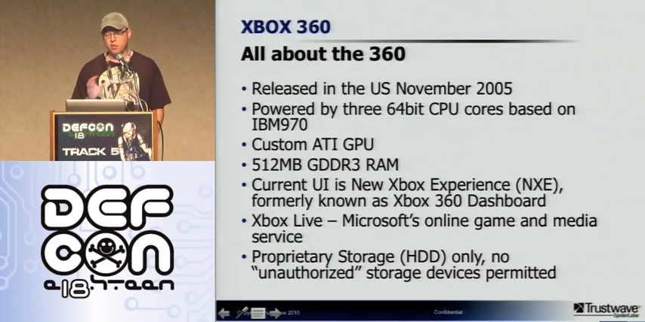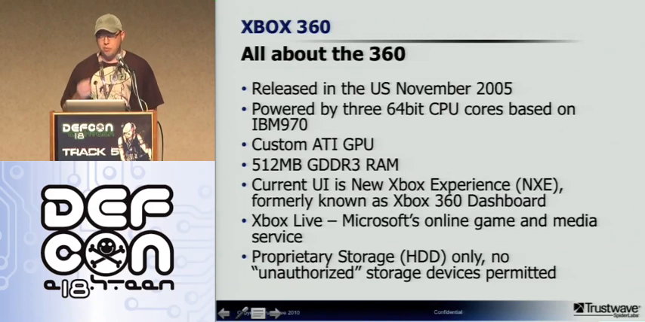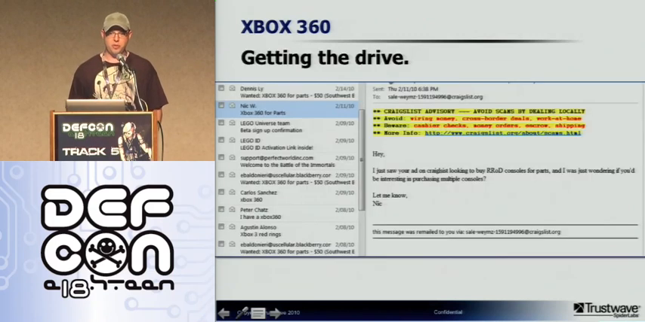First hard drive we rip apart is the 360. All about the 360. The only thing to really note here is the last bullet, proprietary storage. They only allow authorized storage devices. If you're following along in the PDF, I actually show how to break it apart, but it's a plastic encase. It's a standard 2.5-inch laptop hard drive. Now, if you don't have an Xbox 360 and you want to get a drive to do this on your own, all you got to do is ask.